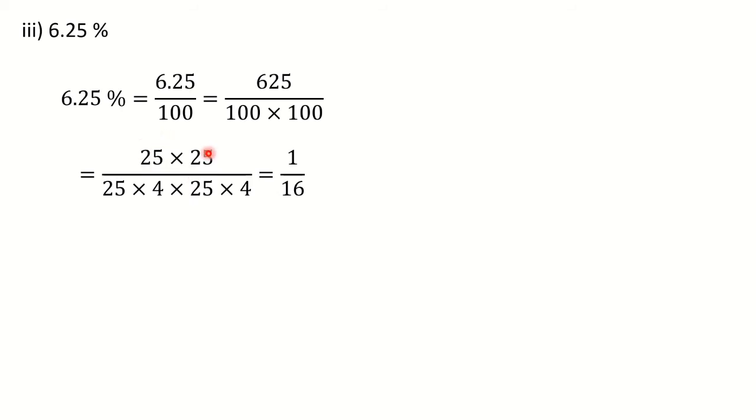So here 1 into 1 is 1. Even though 25 and 25 are cancelled, don't think that nothing is left in the numerator. 1 is always present there. So in the numerator you will have 1 and 4 into 4, 16. So you will get the answer as 1 upon 16, which you can write as 1 is to 16. Right? So this way you can convert 6.25% in the reduced form as 1 is to 16.